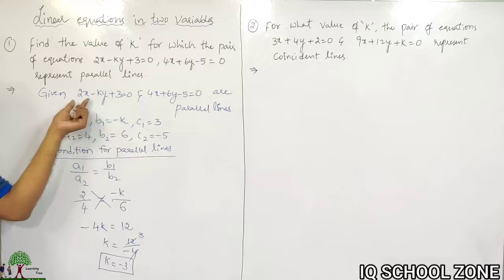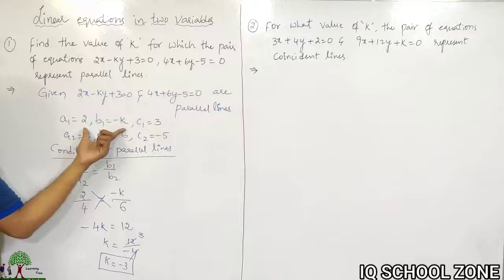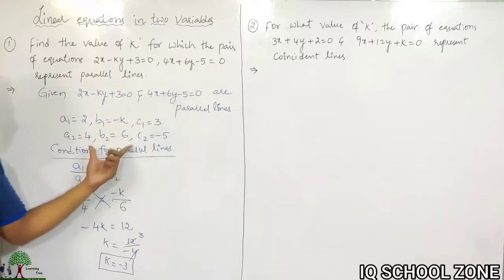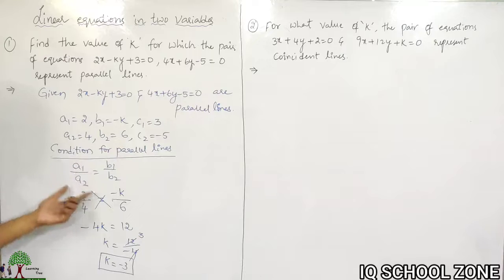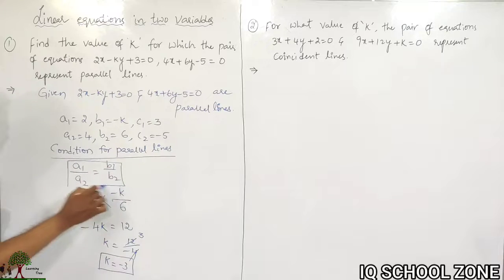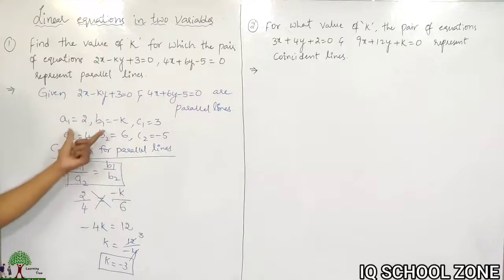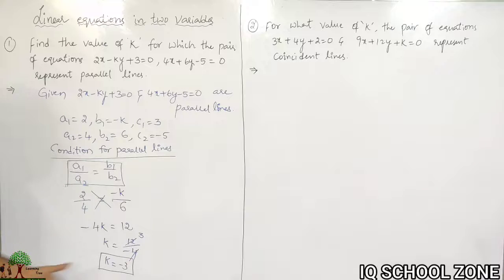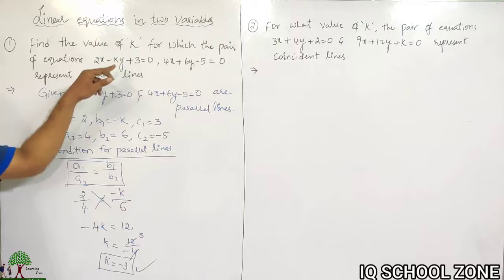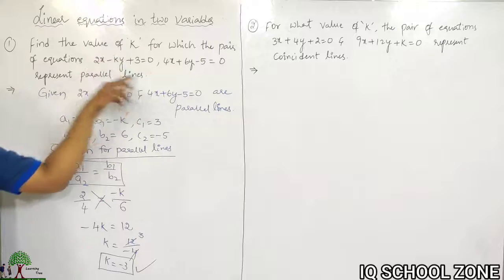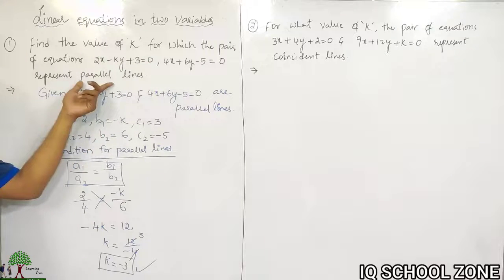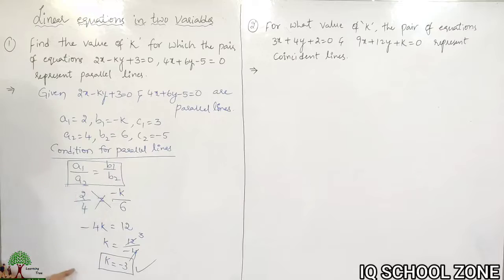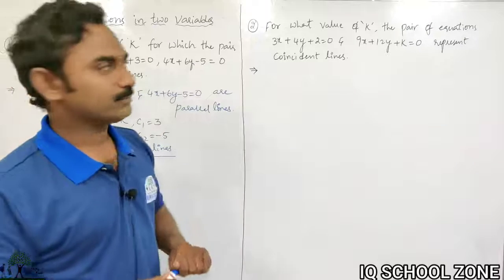So first what we are doing: we write A1, B1, C1, A2, B2, C2. Then we write the condition for parallel lines. Substituting the values here, we get the k value. This is the way of finding the value of the missing term. Wherever the missing term is, if the lines are parallel, we write the condition and find out the missing value, k. Then see the next question.